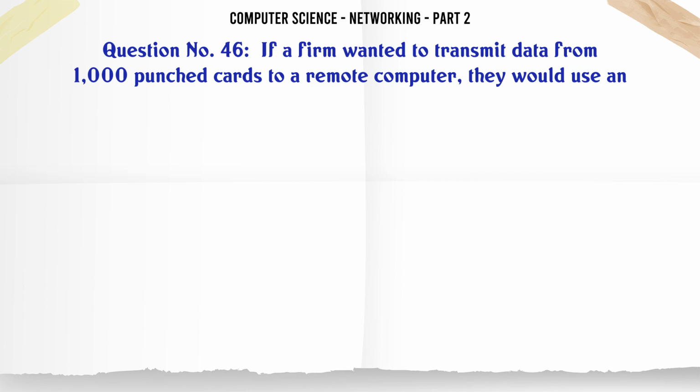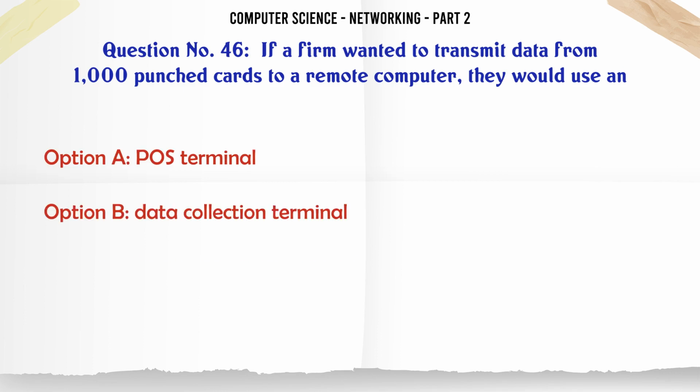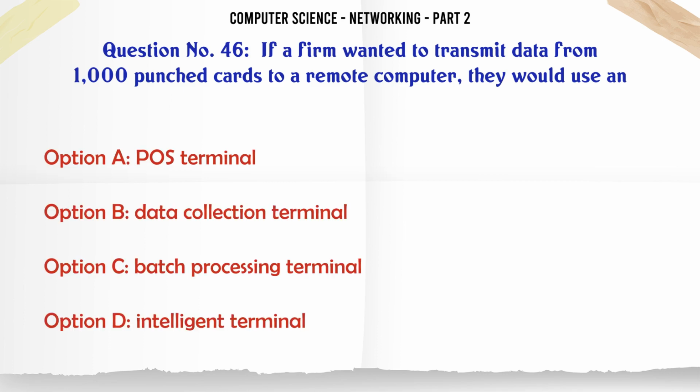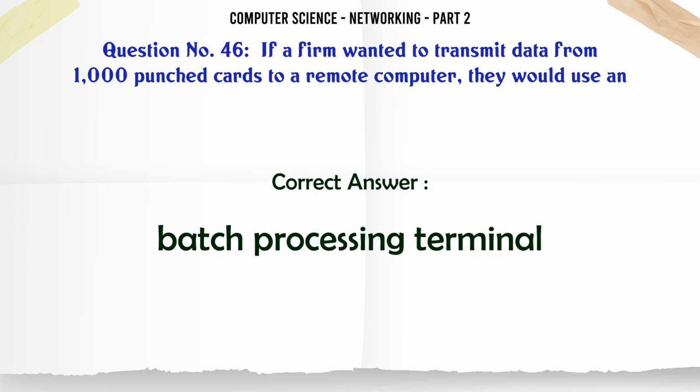If a firm wanted to transmit data from 1000 punched cards to a remote computer, they would use an A. POS terminal. B. Data collection terminal. C. Batch processing terminal. D. Intelligent terminal. The correct answer is batch processing terminal.